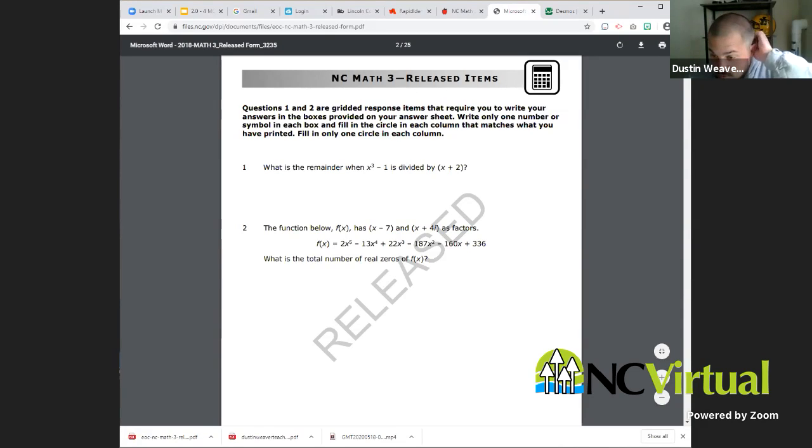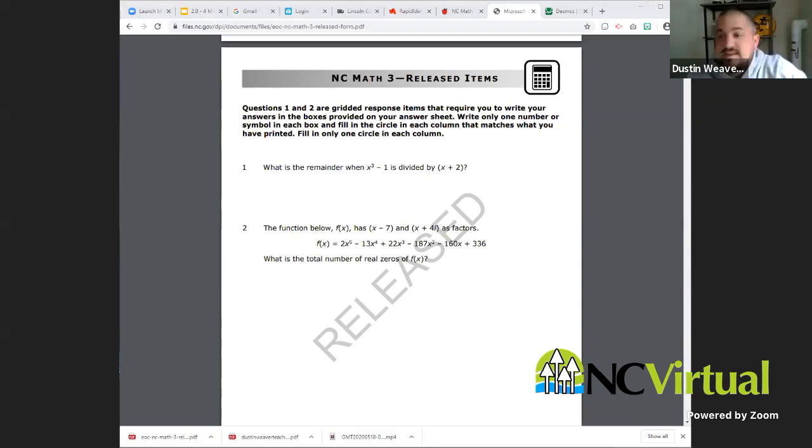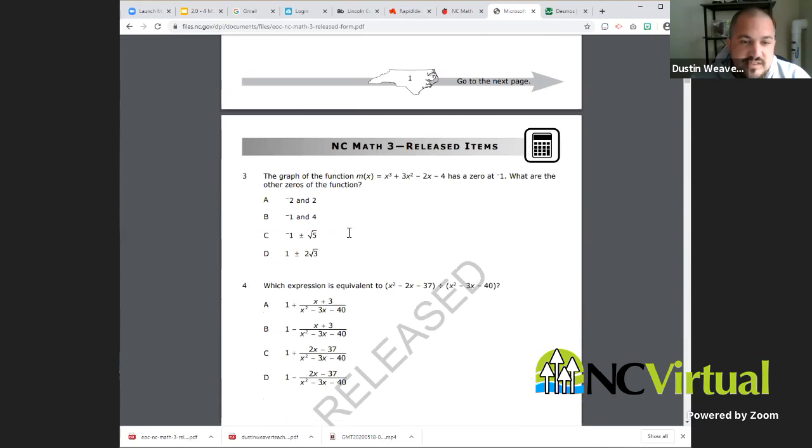Now, the tough part of that problem is that if it had just said how many times does it cross the x-axis, most people would have gotten that. But because it uses this vocabulary of real zeros, remember, zeros, roots, x-intercepts, solutions, those are all basically the same thing. We can use any type of vocabulary to describe those. In this case, they use the term zeros of the function. So what is the total number of real zeros? All right, that was number 2. Let's move down to number 3.